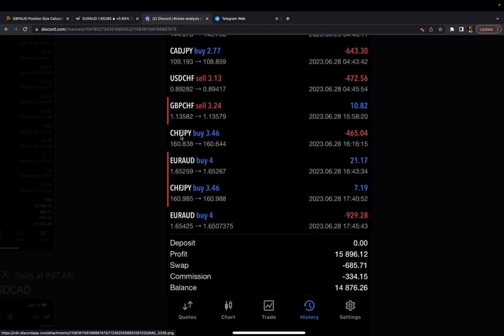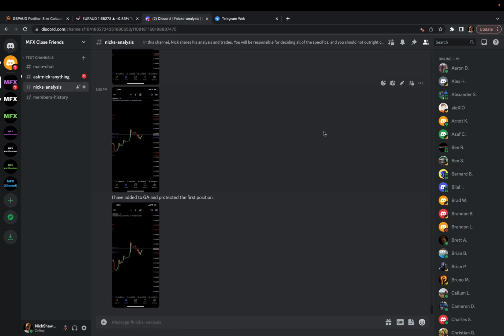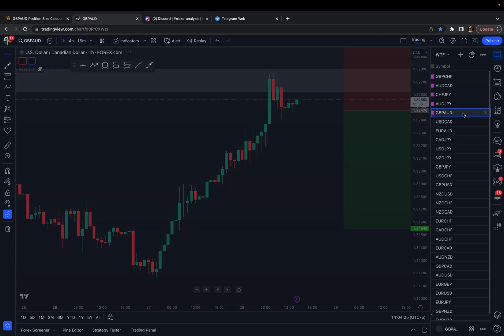You'll also see a lot of other trades like CHFJPY. I took a buy this morning and closed that early. It's about a sixth of what a normal loss is. Euro AUD, CHFJPY, GBP CHF, all these are break evens for trades that I had added to, that came back and were starting to screw around. So yeah, adding to winning trades, it's pretty cool. That's how I do it.